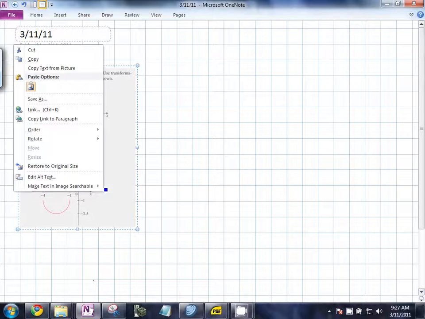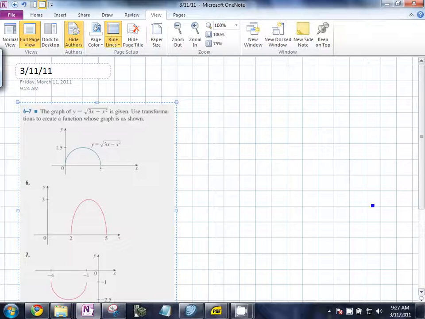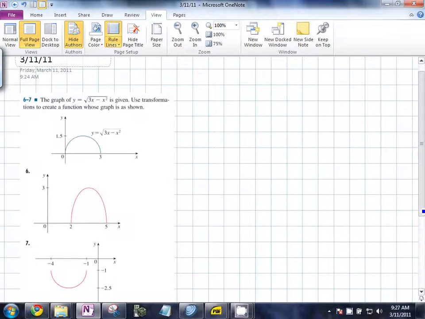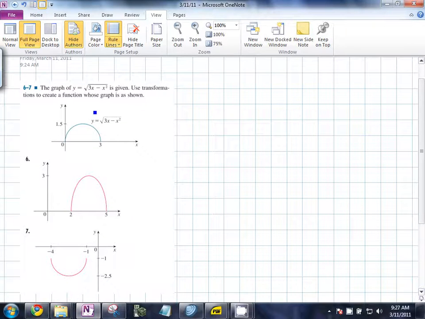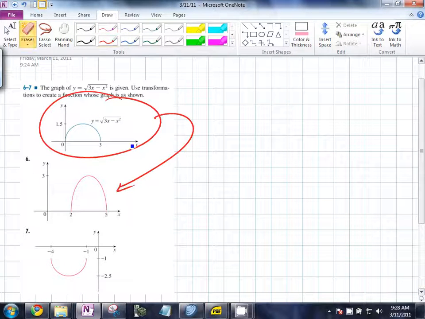It says the graph of y equals the square root of 3x minus x squared is given. Use transformations to create a function whose graph is as shown. Okay, excellent. That's pretty neat. So it's giving you the first function, and you're trying to transform it into that right there.